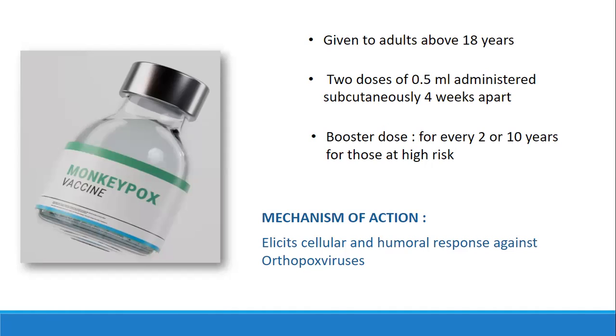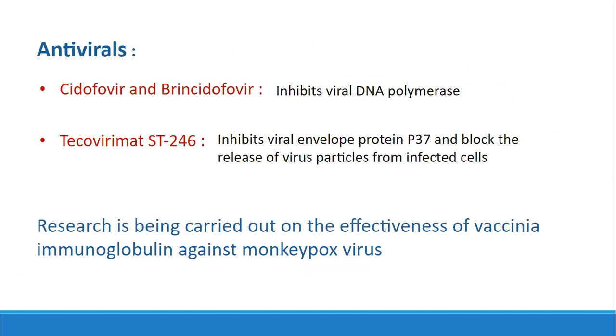Two doses of 0.5 ml are administered subcutaneously, 4 weeks apart. A booster dose is given every 2 or 10 years for those at high risk. The mechanism of action of the monkeypox vaccine is that it elicits a cellular and humoral response against other pox viruses. So, these are the vaccines.